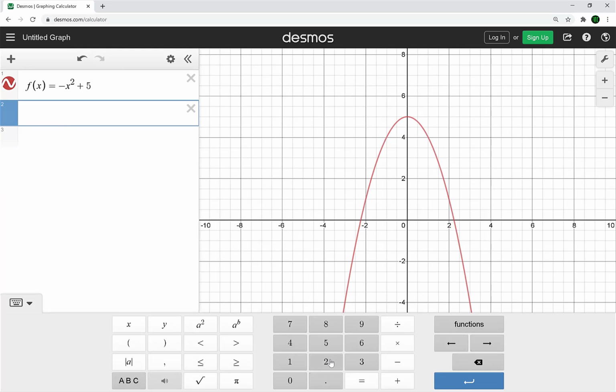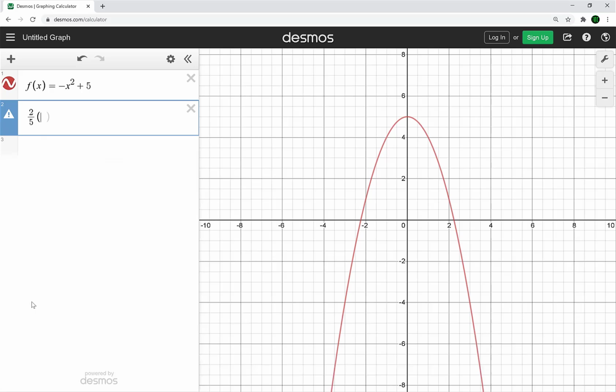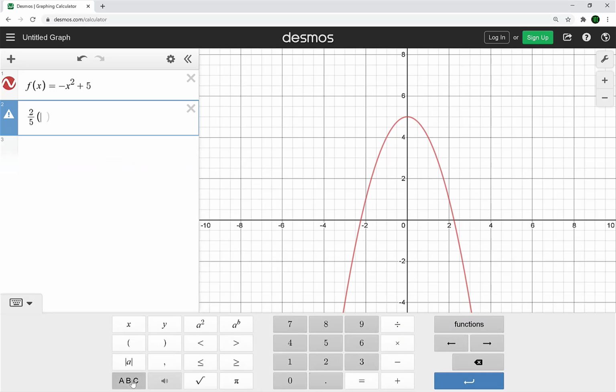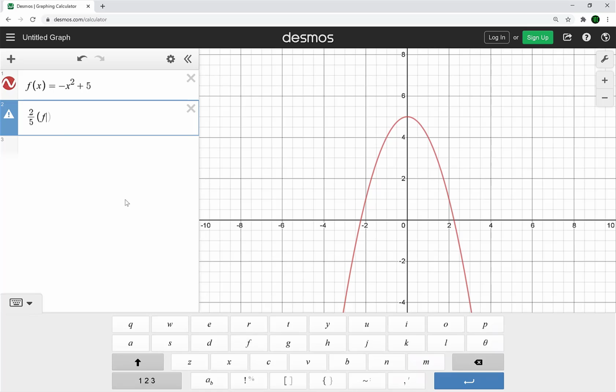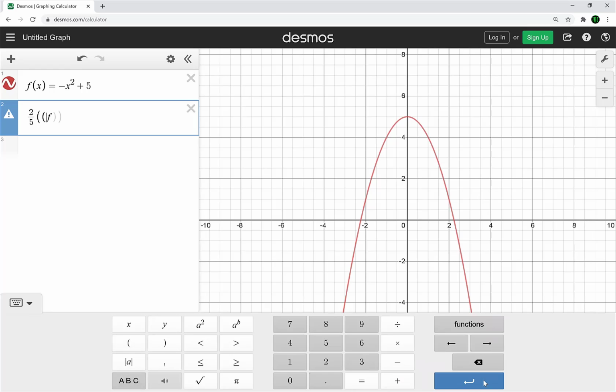Let's see. I can factor out a 2/5. So there's my 2/5 factored out. I'm going to put a giant parenthesis, and I'm going to write f. Let me open up another parenthesis, guys. F of 2/5, close it. Plus f of 4/5. Do you guys see what I'm doing?